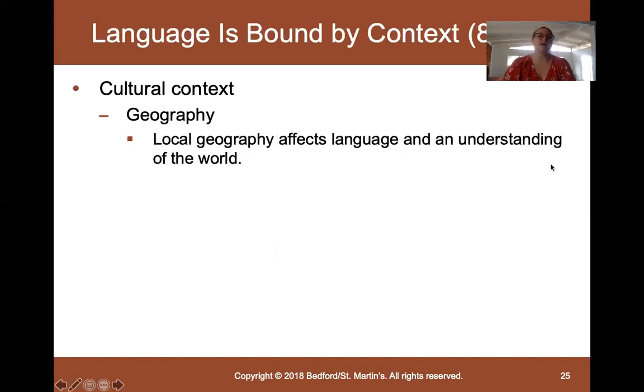Cultural context, geography. Local geography affects language and an understanding of the world, right? I'm trying to think of words that don't mean the same thing in two different places, but we have words that mean things here that don't mean the same thing in, like, London or Ireland. I can't think of one now, but I'm sure you can, and I hope that you do. A word that means something here that means something else somewhere else. Oh, like soda and pop, right? Those mean two different things. Pop here, when I think of, like, an explosion, like pop, or like my back popping. Wow, I am getting old.